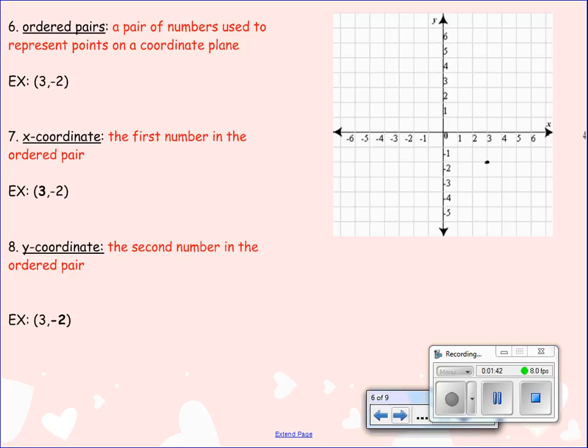So you also have the term ordered pair. It's a pair of numbers used to represent points on a coordinate plane. For example, in your notes, you'll see that (3, -2) has been plotted. It is an ordered pair. You need to plot them in the correct order. The x-coordinate is the first number in the ordered pair. In this example, it would be the 3. The y-coordinate of this ordered pair is the second number. In this example, it would be -2.